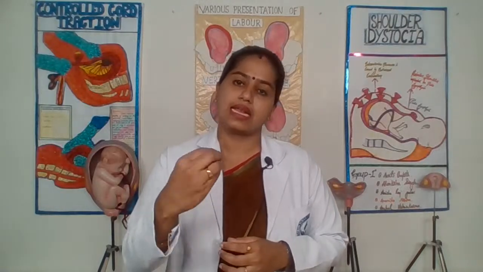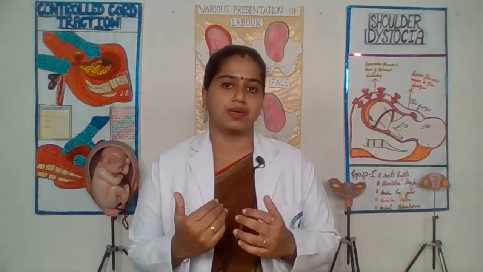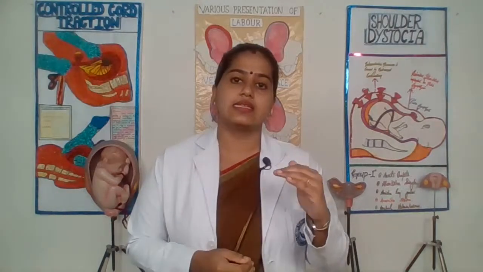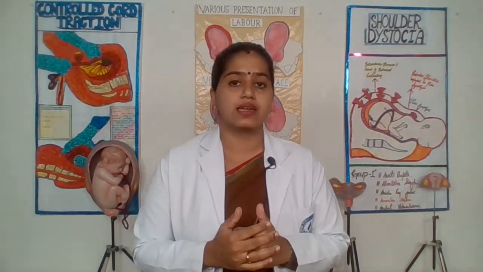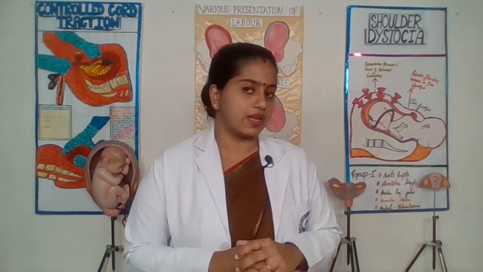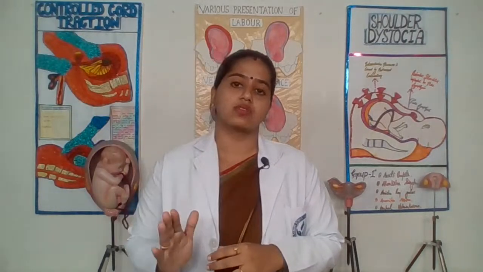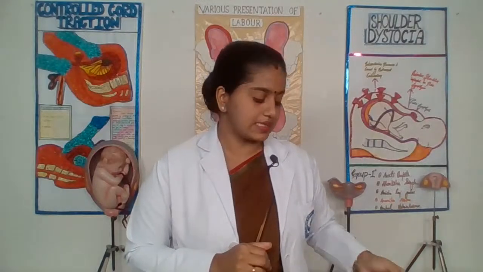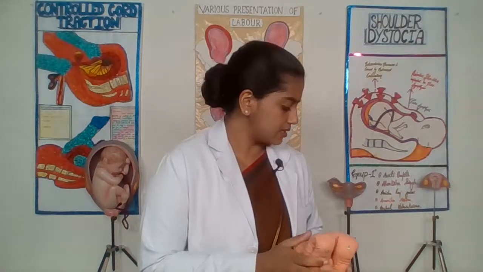If the mentum is lying in the anterior part near the symphysis pubis, then we call it left mento anterior or right mento anterior. If it lies behind, near the sacroiliac joint, then it is right mento posterior or left mento posterior. The commonest we can see is the left mento anterior. In this position, the head is in extension and the spine also has extension. Next we will see the mechanism in the face presentation. I told you the mechanism.